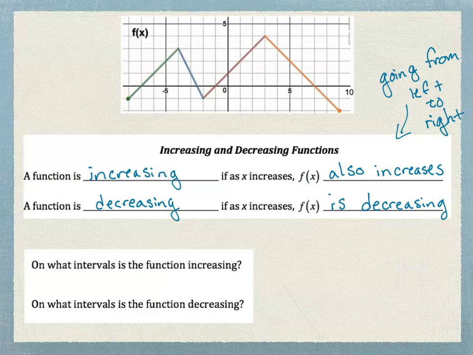If you are looking at f of x, you might be asked, on what intervals is the function increasing? On which intervals is the function going up from left to right? Those intervals are this, and this, and that's it. Those are the two increasing sections. I'm going to write this in interval notation, from left to right. The first point where I start increasing is here at -8, and then I stop increasing right here at -4.